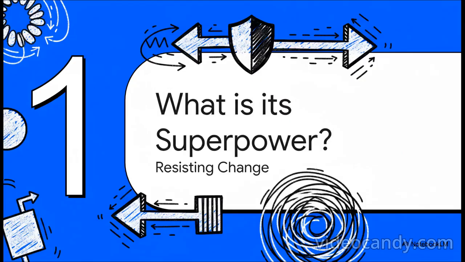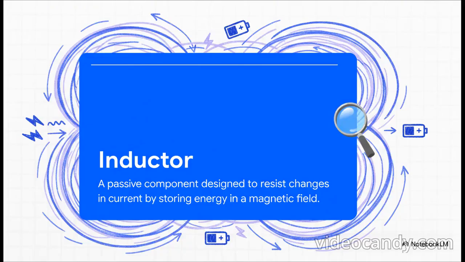What is this component's defining characteristic? What makes it so special? Okay, so at its heart, an inductor is what we call a passive component. That just means it doesn't create new energy. Instead, what it does is it temporarily stores energy in a magnetic field. And then it uses that stored energy to put up a fight against any sudden increase or decrease in the electrical current that's trying to flow through it.